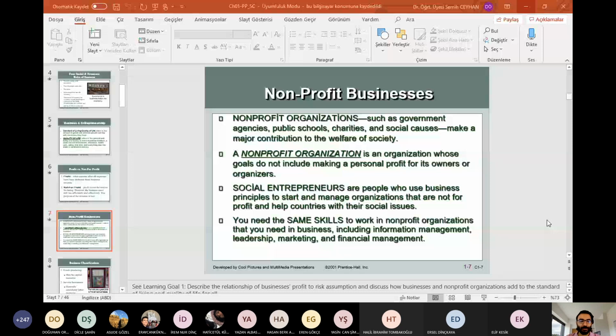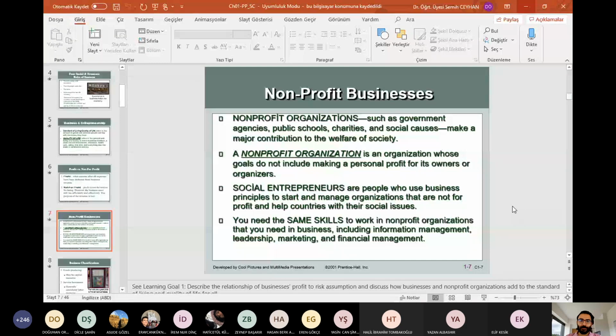We will talk about this in detail, the types of non-profit organizations, but for now, know that there are mainly two types. One is non-governmental organizations, who want to work for a good purpose, like Tema or Serçe, that kind of stuff. And the others are the government organizations. Okay.